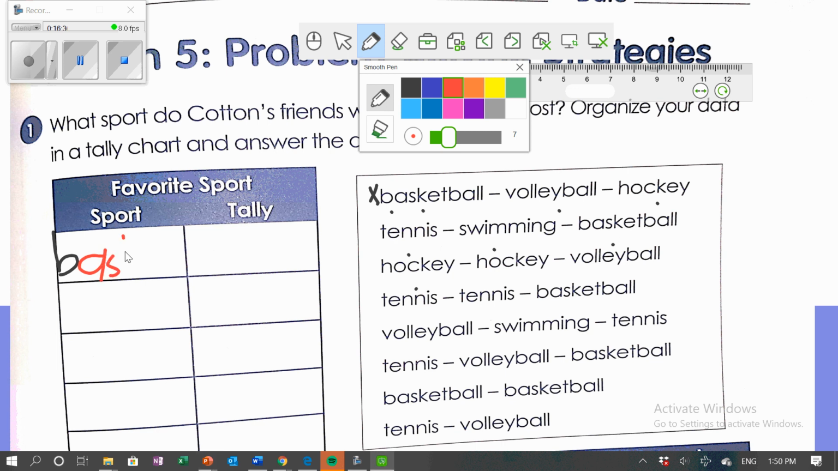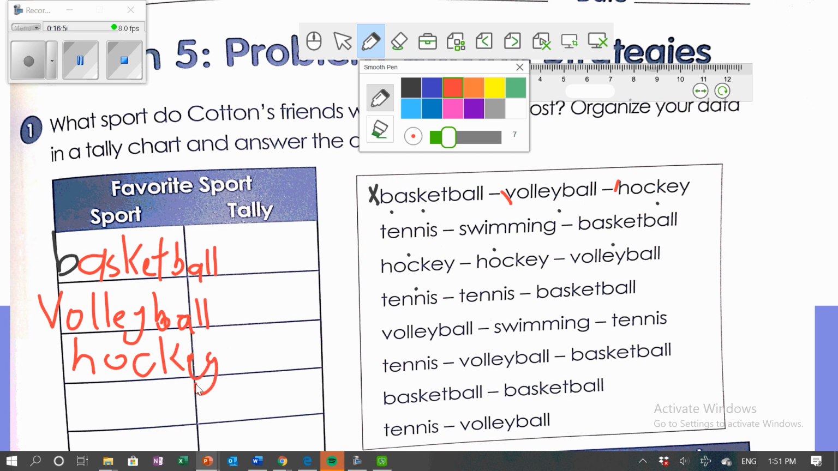Okay, here is basketball. Okay, the next one, volleyball. The next, hockey. The other one, volleyball, I wrote it, tennis. And the last one, swimming. Okay. Now let's make the tally.